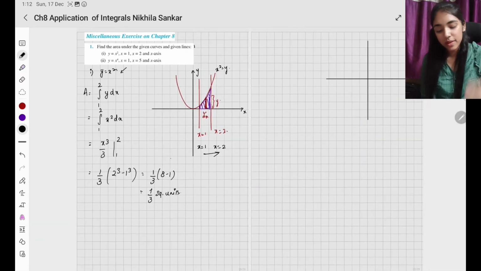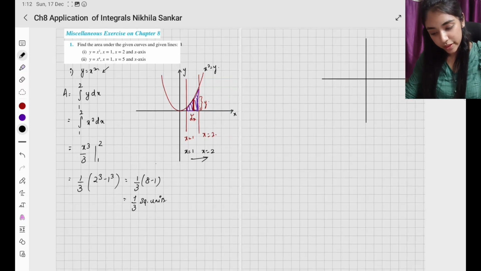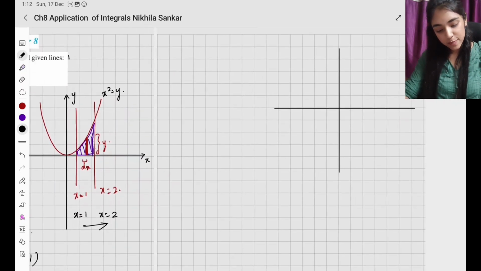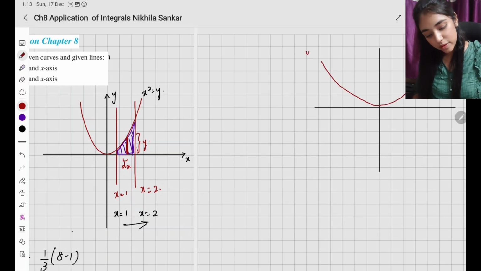Okay. So this is going to be my answer. Please copy. இப்போ second question. I have y equals x power 4 and x is equal to 1, x is equal to 5. So இப்போ இதுவும் இதே மாதிரி தான் இருக்க போகுது. X power 4 na இதோட curve எப்படி இருக்க போகுது? It is also going to look something like that, but it is going to be a little spread out. இதுதான் y equals x power 4.